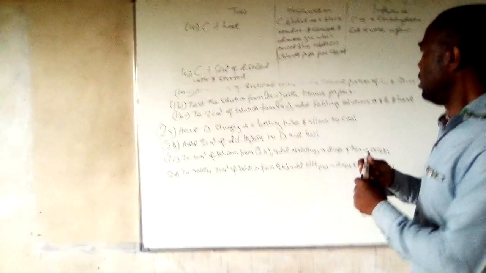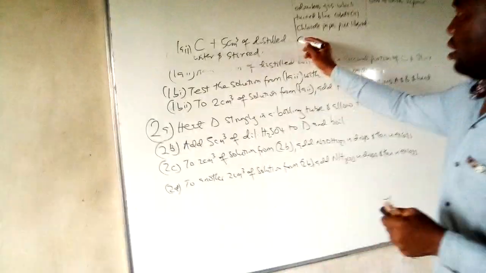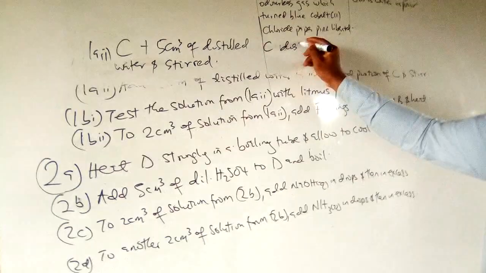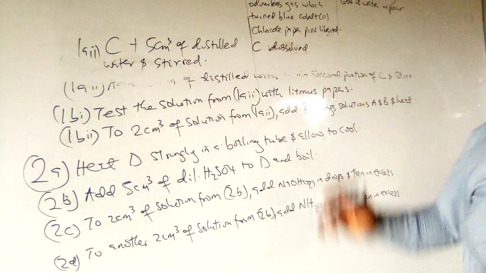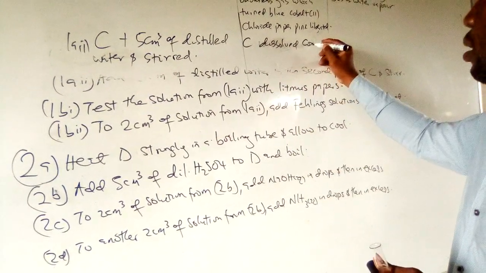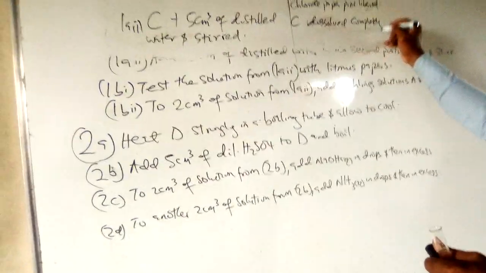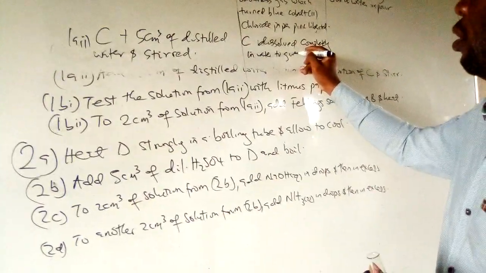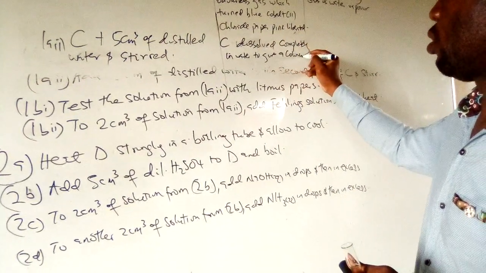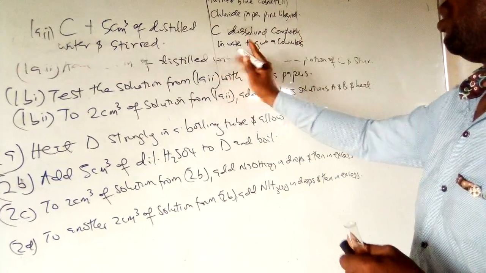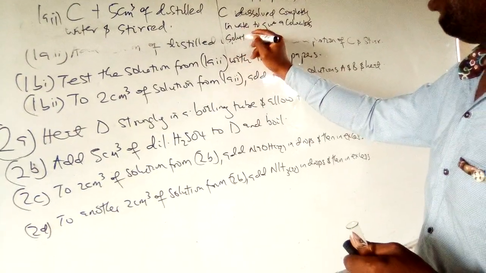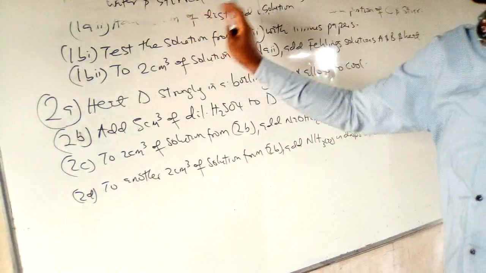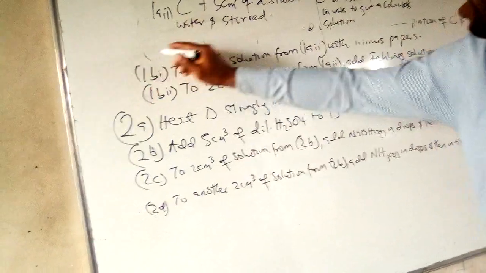So now write here, our observation. C dissolves, by the language, dissolved, in past tense, completely in water to give a colorless solution. C dissolved completely in water to give a colorless solution. This is 1A, this is 1AI, then 1AII.